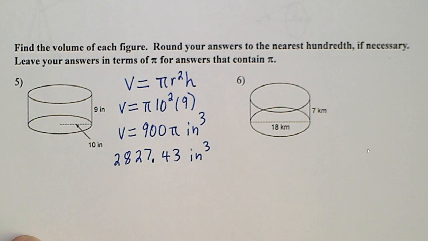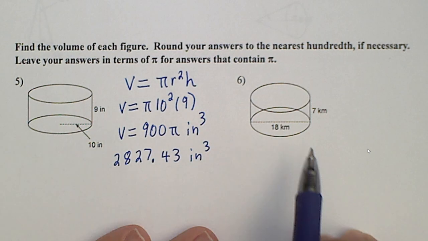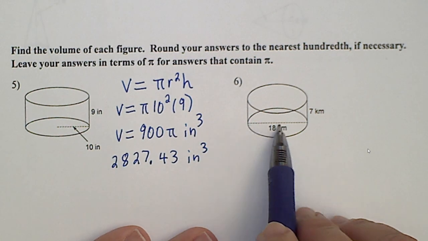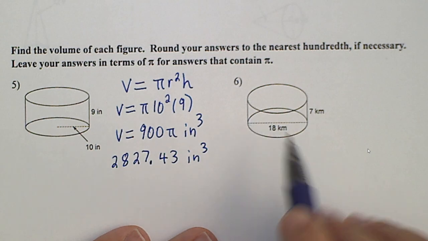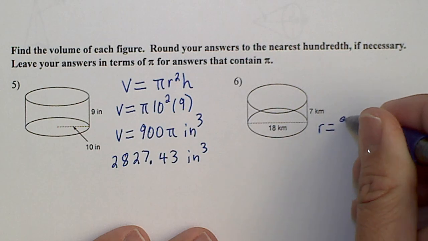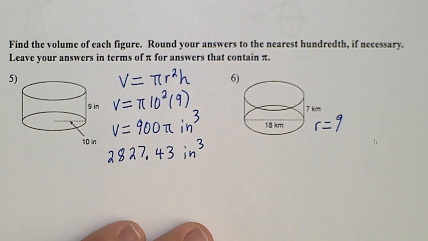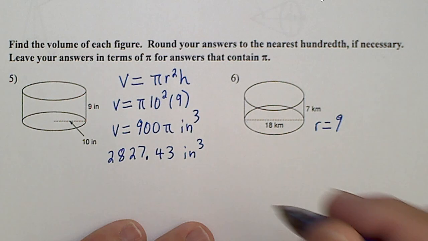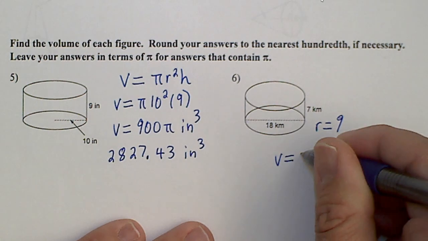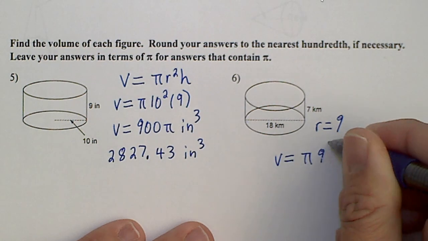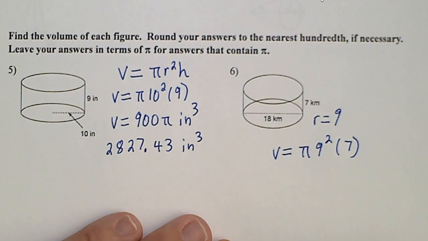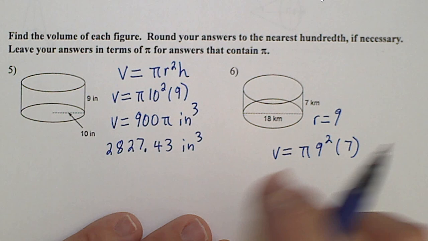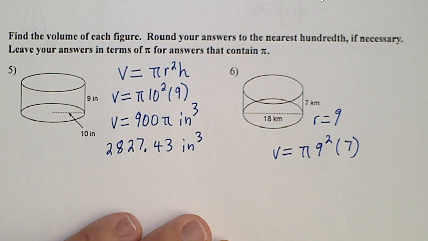All right, so for number 6, again, I hope you guys are noticing, this is the 3rd video now. They might not always give you the radius. They'll probably give you the diameter, which, once again, that's what they did. So first make note that our radius is actually 9 kilometers, right? Because the radius is half the diameter. So when calculating our volume, we're going to take pi times 9 squared, because our radius is 9, times the height of the cylinder, 7. So 9 squared is 81, and take 81 times 7.